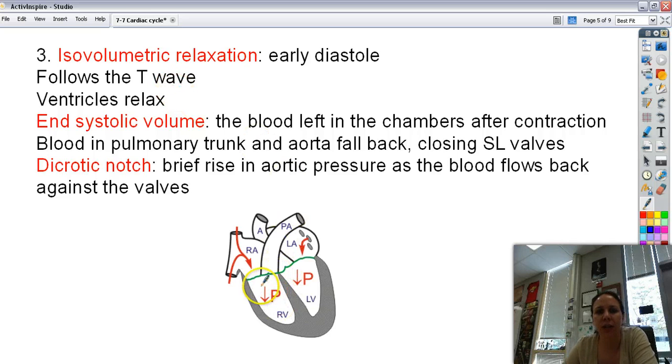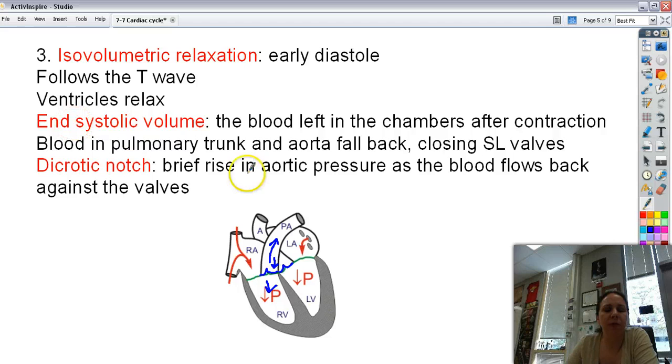The ventricles have just pushed all their blood through, and then what's going to happen is gravity is going to cause some of the blood to fall back this way, and that's what closes the semilunar valves, that backwards flow of blood, because we don't want it going in there, so the valves are going to close.